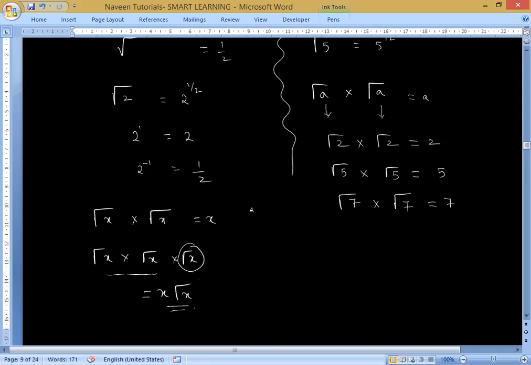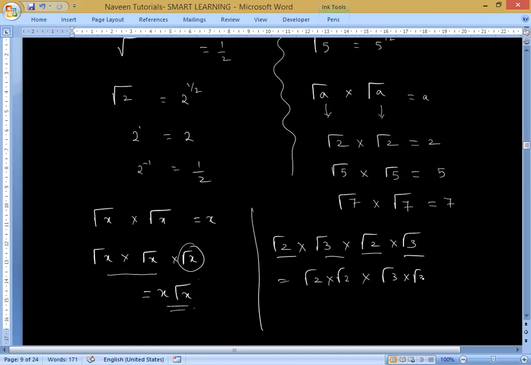Then, for example, if the question is root 2 into root 3 into root 2 into root 3, find the like terms. Root 2 and root 2 are both the same, so write root 2 into root 2 on one side, then root 3 into root 3 on the other side. Root 2 into root 2 is 2, root 3 into root 3 is 3. 2 3s are 6.